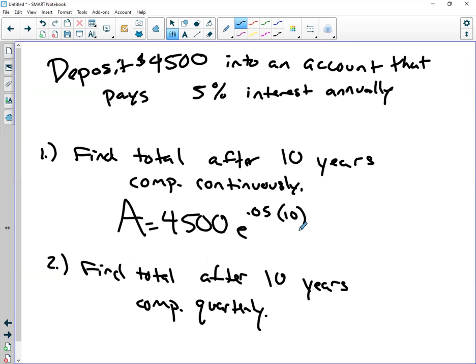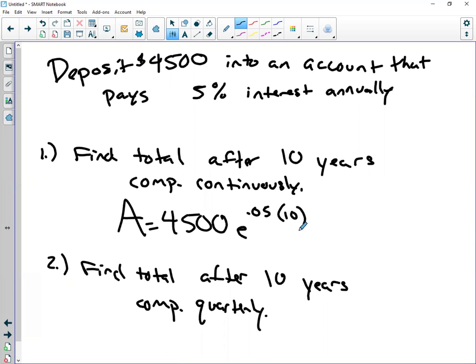Now, me personally, I prefer to type things into my calculator individually. I like to just plug small things into my calculator at a time and then keep working my way out. So I would do 0.05 times 10 and then e raised to that number. And then that number times 4,500.